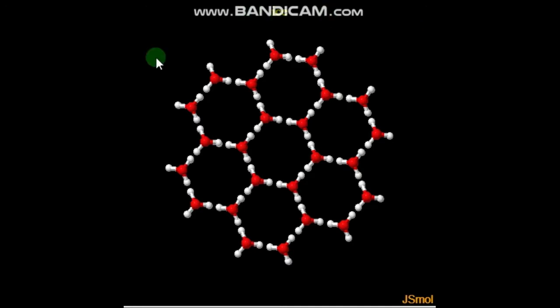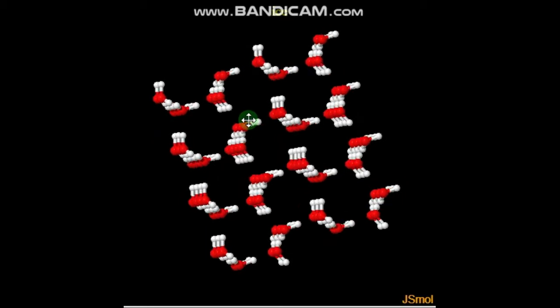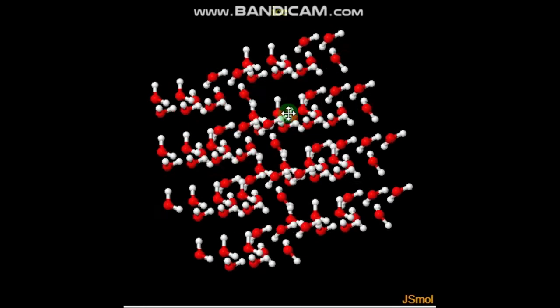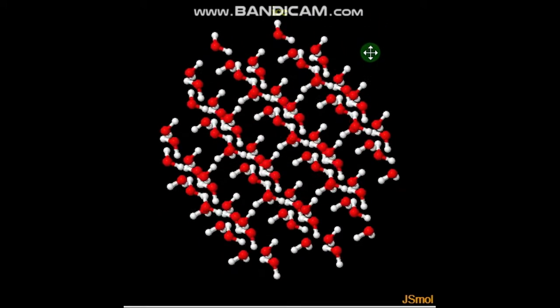So here is a model of the crystal structure of ice. The individual water molecules, remember, red is the oxygen, white are the two hydrogens, and you can see it's an extremely regular structure. If we rotate it round, you can see the water molecules are effectively arranged in layers like that, and that within each layer you get this sort of hexagonal arrangement.